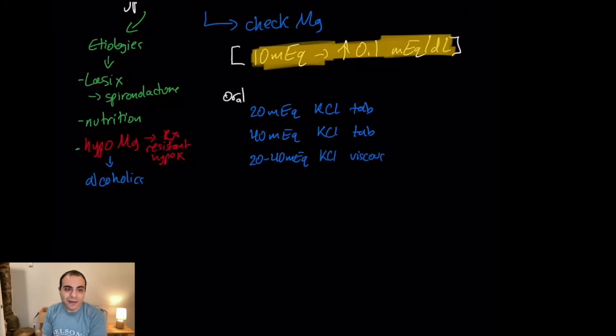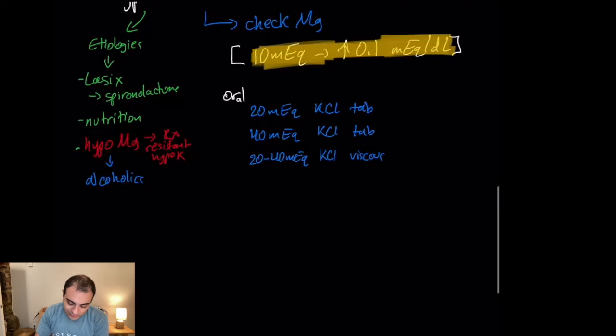What's a fruit that has a lot of potassium? Banana. Yes, banana. People think about that, right? For somebody hypokalemic, give them a banana. It doesn't work. Doesn't work.